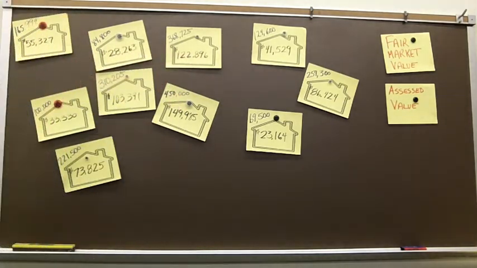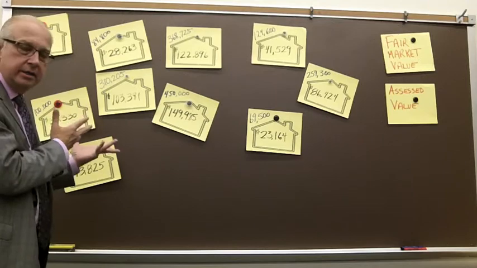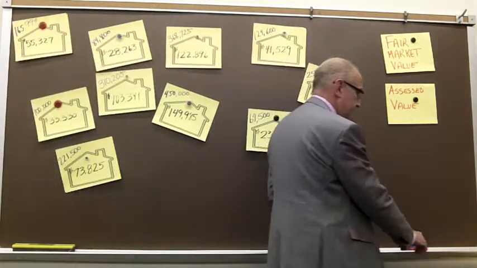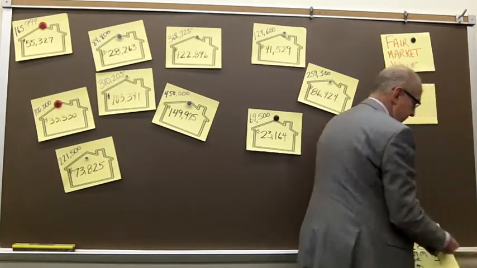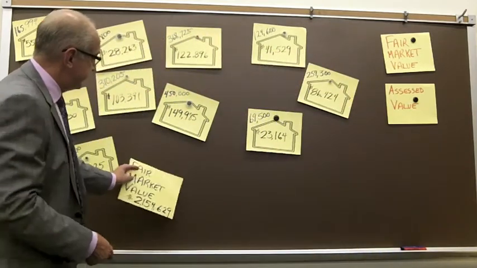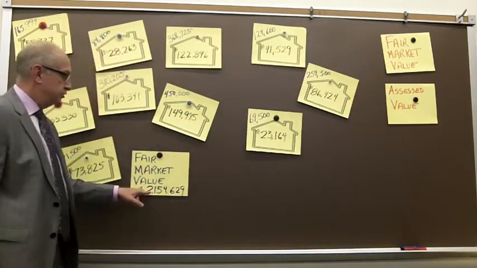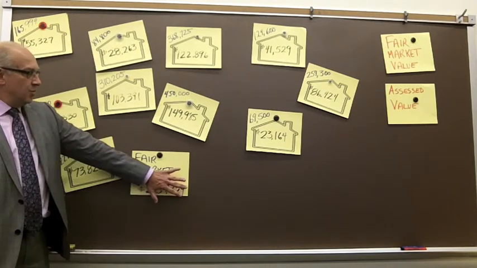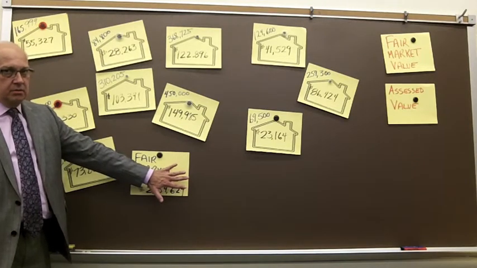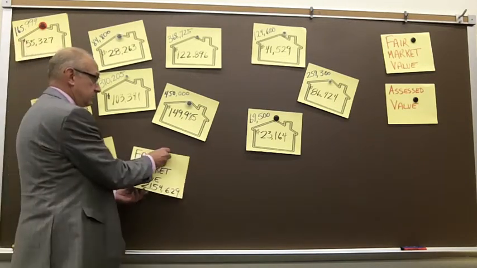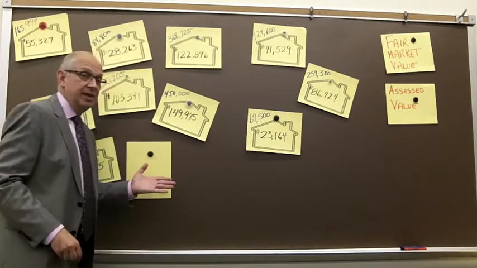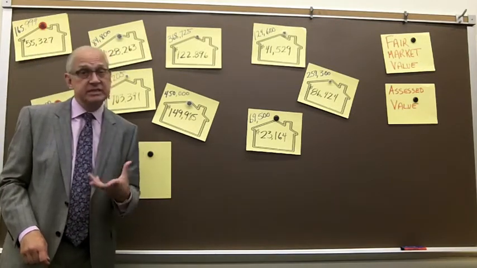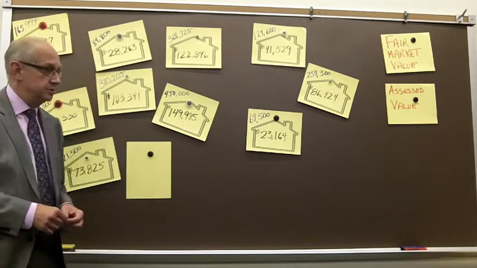We have 10 residences. That's total. This is the total properties in our pretend school district. If you add all of those up, you find that the fair market value is $2,154,629. We really don't deal with this number. We don't even know what it is. All we know is that fair market value is the basis of assessed value by legislation, by statute.